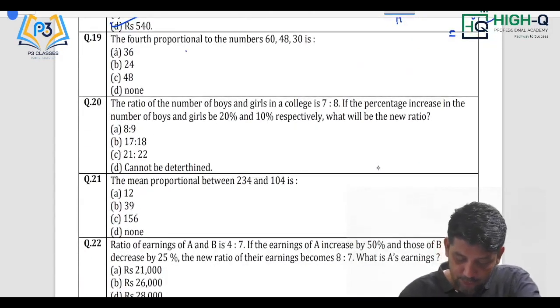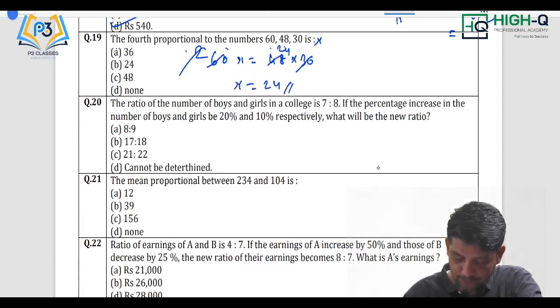Next, the fourth proportional to the numbers 60, 48, 30. Take it as x. 60x equals 48 into 30. 2s are, 24s are. Can I say x is equal to 24?